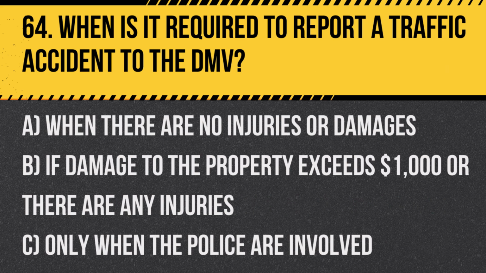Question 64. When is it required to report a traffic accident to the DMV? A. When there are no injuries or damages. B. If damage to the property exceeds $1,000 or there are any injuries. C. Only when the police are involved. Answer. B. If damage to the property exceeds $1,000 or there are any injuries. California law requires that accidents involving significant damage or injuries be reported to the DMV.